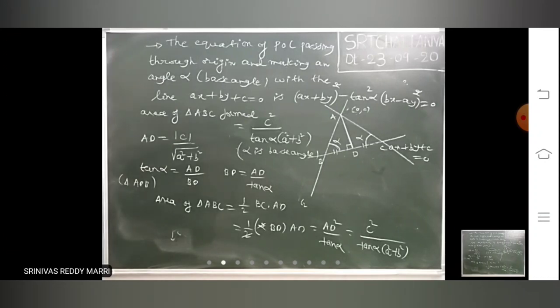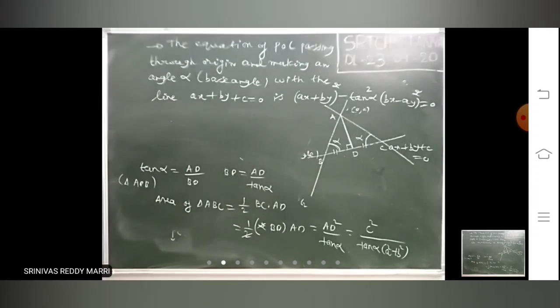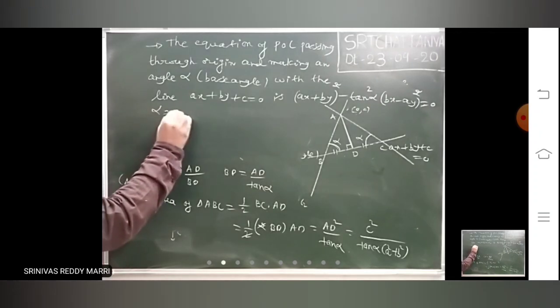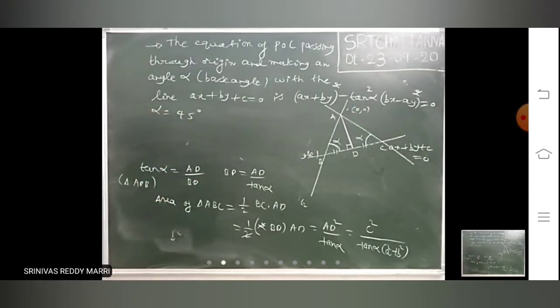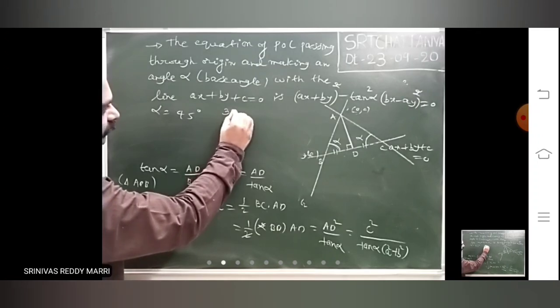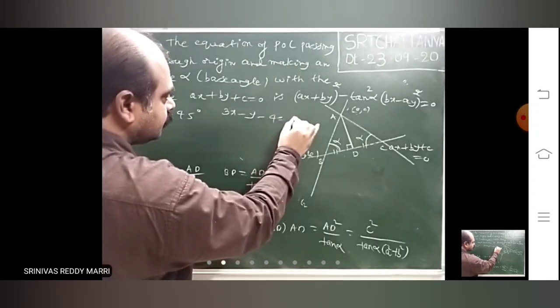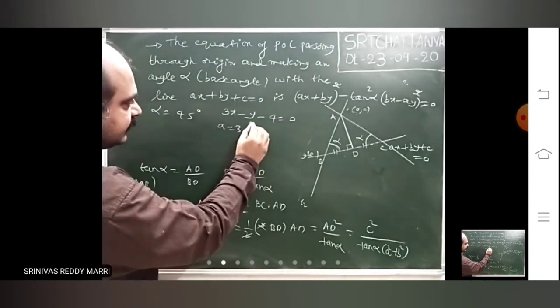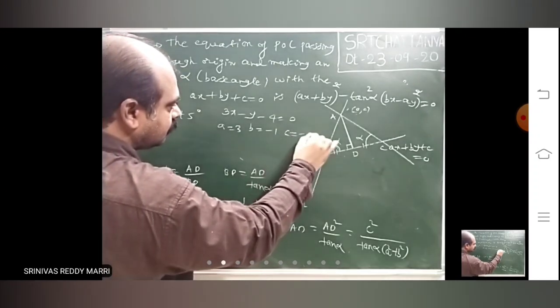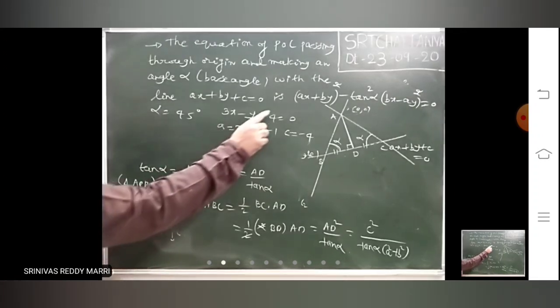In the previous problem, whatever we have done, we can directly use this formula. In the previous problem, alpha is given as 45 degrees, and the line is given as 3x minus 4y, so a is 3 here and b is minus 4. Right? So what is the equation of the pair of lines?